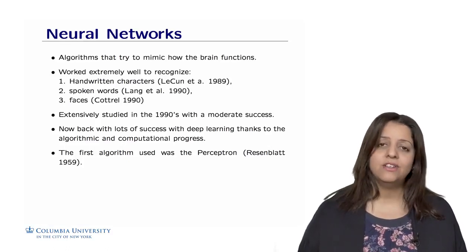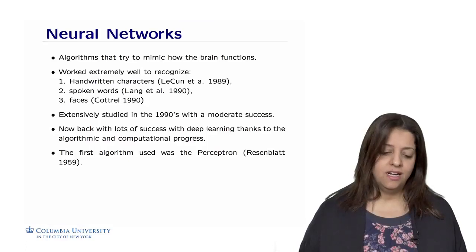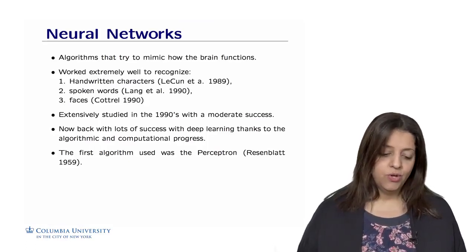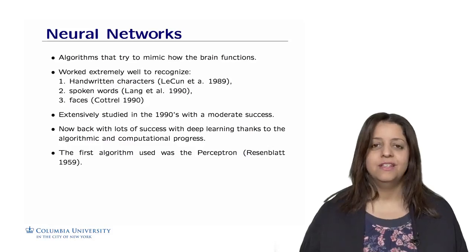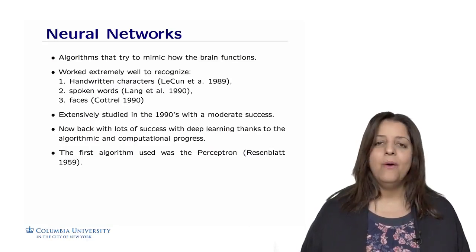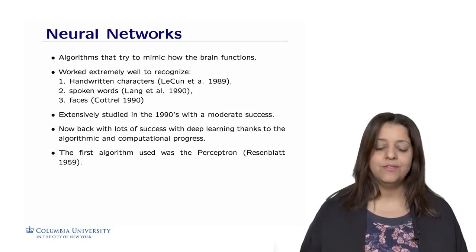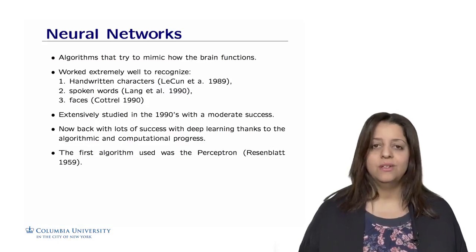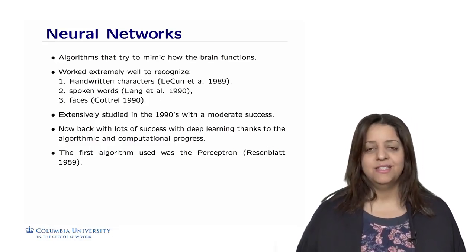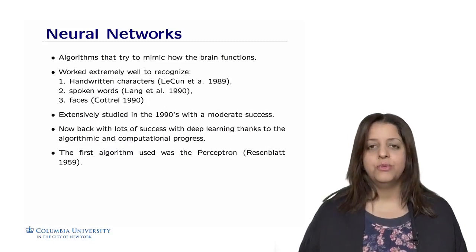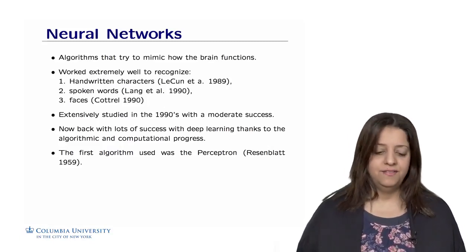So this work worked extremely well on handwritten character recognition in the 90s, in spoken words, and in recognizing faces. So this topic was extensively studied in the 90s with moderate success because we were missing enough computational power and we didn't have enough data. Now, neural networks are back with a lot of success with deep learning, thanks to the algorithmic and also the computational progress that we have witnessed in the last couple of decades. The first algorithm, which we discussed in the last few weeks, is called the perceptron algorithm from Rosenblatt in 1959.